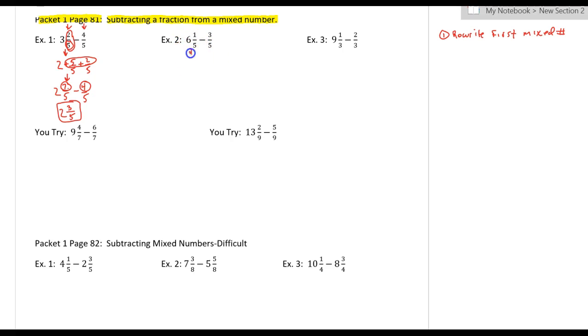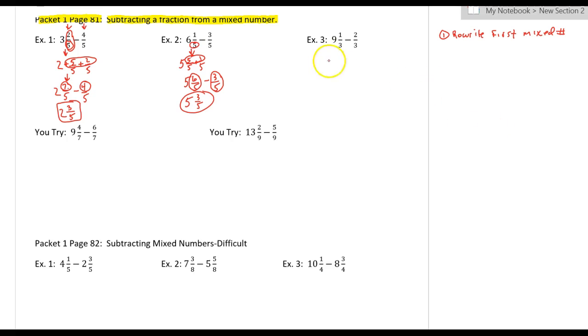So 6 and 1/5, break the 6 down to a 5. We're going to add this 5 over 5, and then we're going to add the 1/5. So when I rewrite this mixed number, it's going to be 5, and 5 plus 1 is 6 over 5. Now we can subtract the 3/5. So 5 minus 0 is 5, and 6/5 minus 3/5 is going to give us 3/5. And that's our answer.